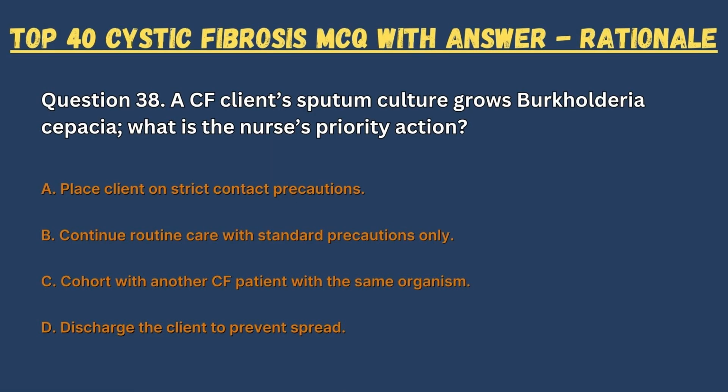Question 38. A CF client's sputum culture grows Burkholderia cepacia. What is the nurse's priority action? A. Place client on strict contact precautions. B. Continue routine care with standard precautions only. C. Cohort with another CF patient with the same organism. D. Discharge the client to prevent spread.